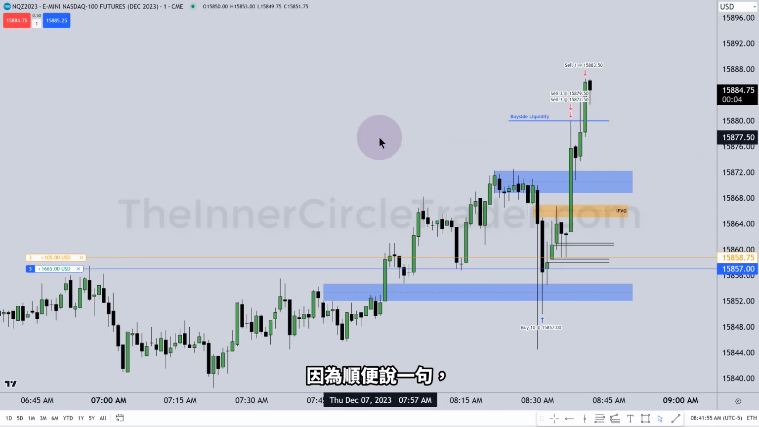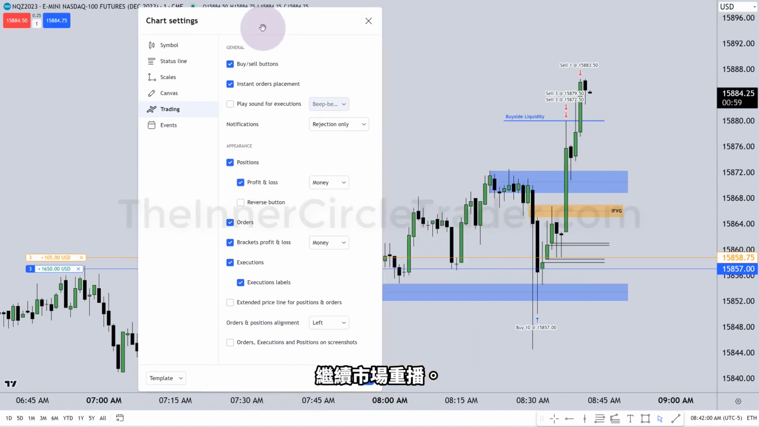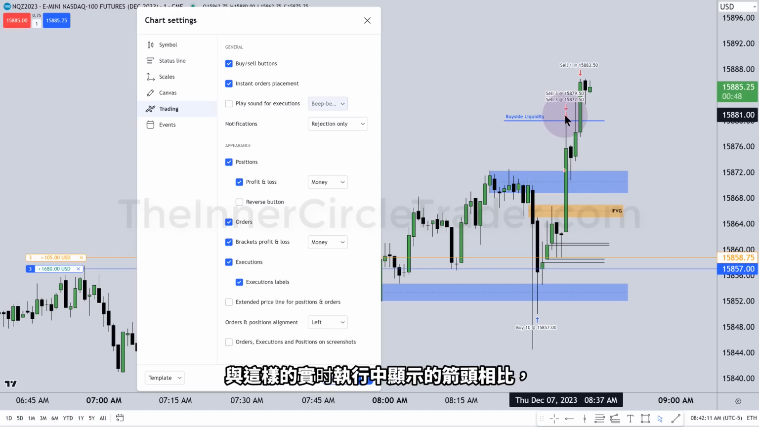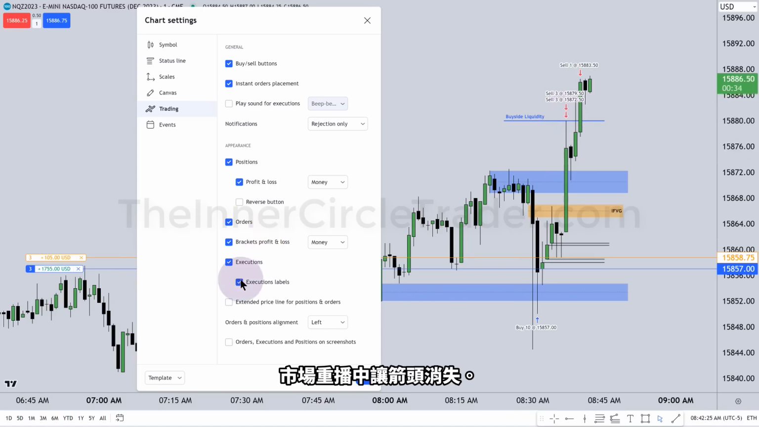Also, let me show you this, because you can't do this in Market Replay, by the way. Go on to Market Replay. And I'm actually going to do a Market Replay comparison. I don't use Market Replay, but I'm going to show you what these arrows look like in a live execution like this, versus the big clunky looking arrows that Market Replay puts up when it does a trade. But you can't make the arrows go away in Market Replay like this.